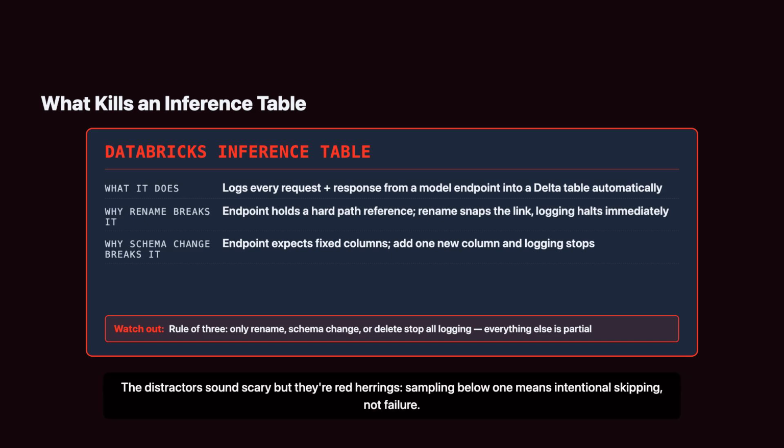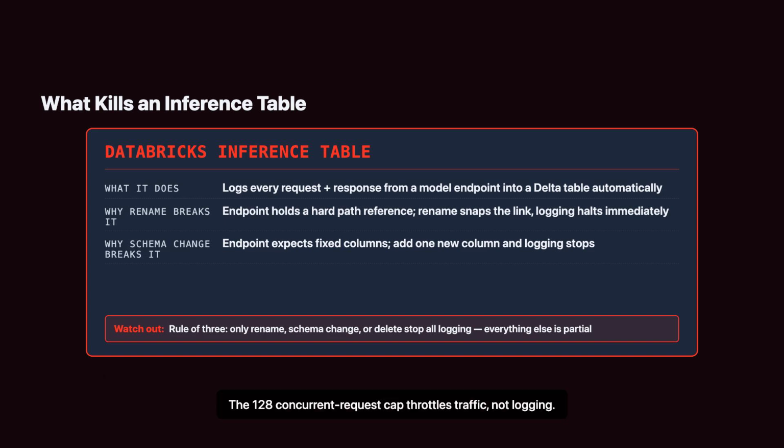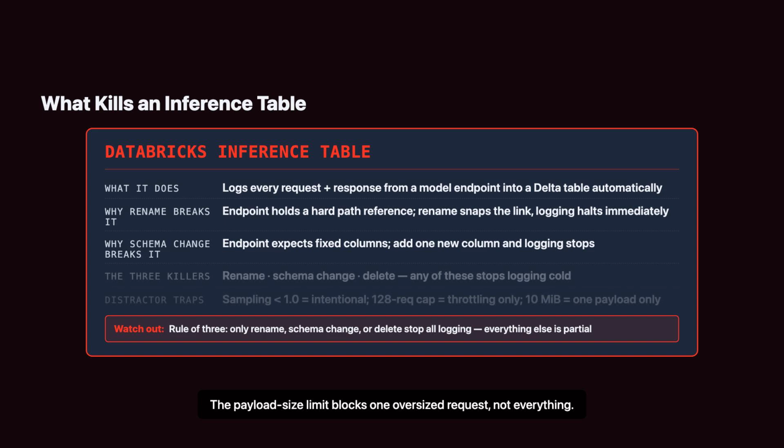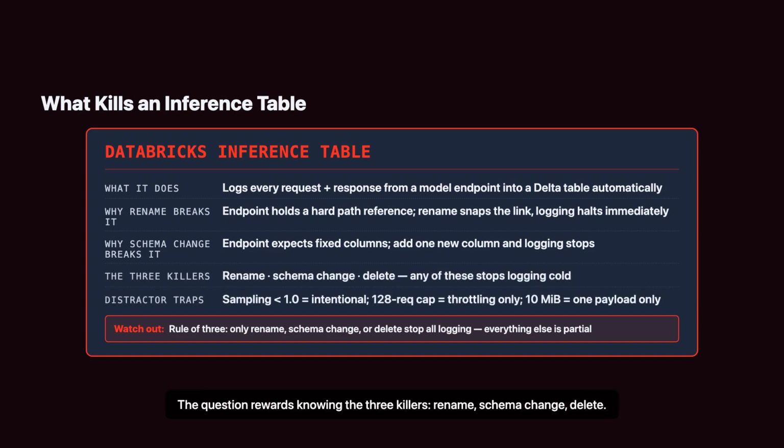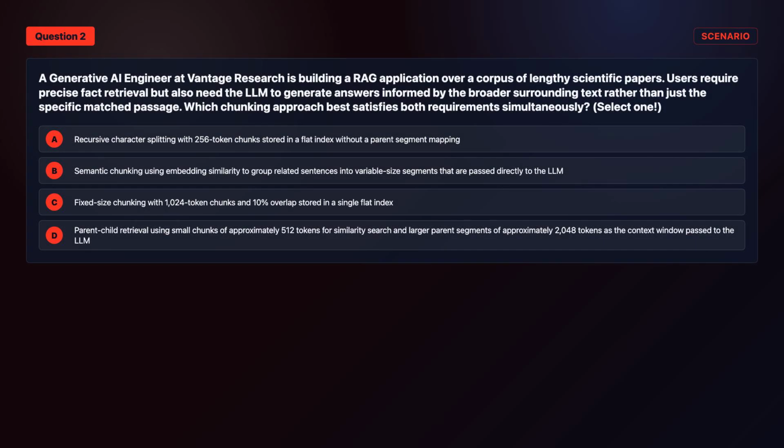The distractors sound scary, but they're red herrings. Sampling below 1 means intentional skipping, not failure. The 128 concurrent request cap throttles traffic, not logging. The payload size limit blocks one oversized request, not everything. The question rewards knowing the 3 killers: rename, schema change, delete. Ready. Question 2. Translate the story into requirements.